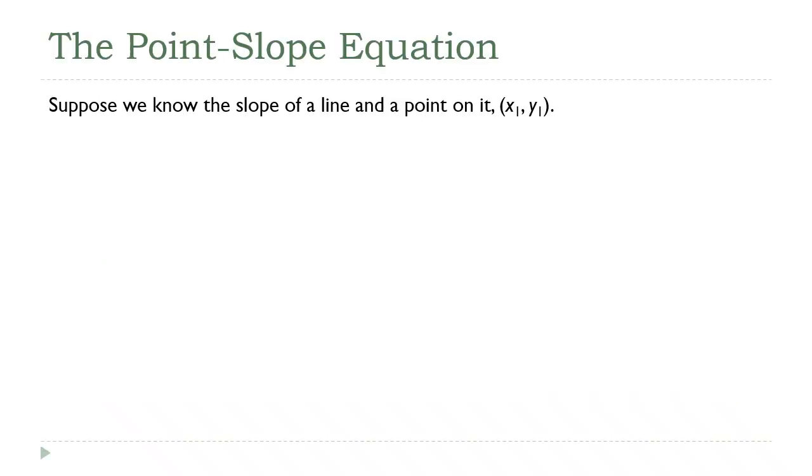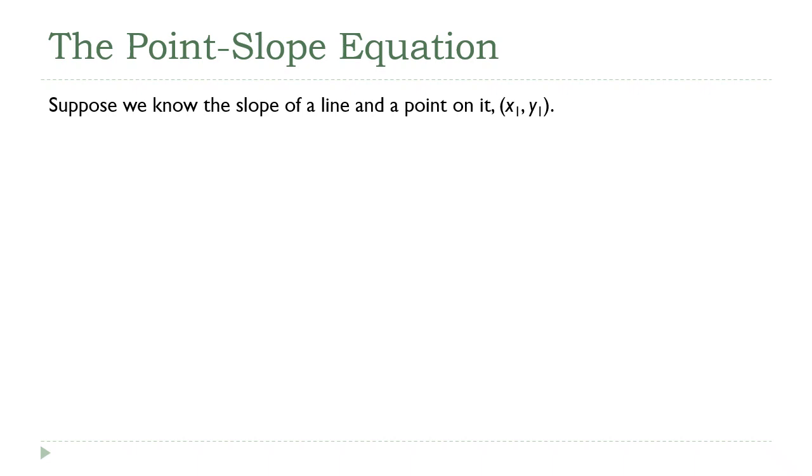So in the last several lectures, we've been talking about the slope-intercept equation, looking at ways that we can use that to find the equation of a line. And the slope-intercept equation is great. If you know the slope and you know the coordinates of the y-intercept, it's super simple to use. Trouble starts when the point that you have isn't the y-intercept.